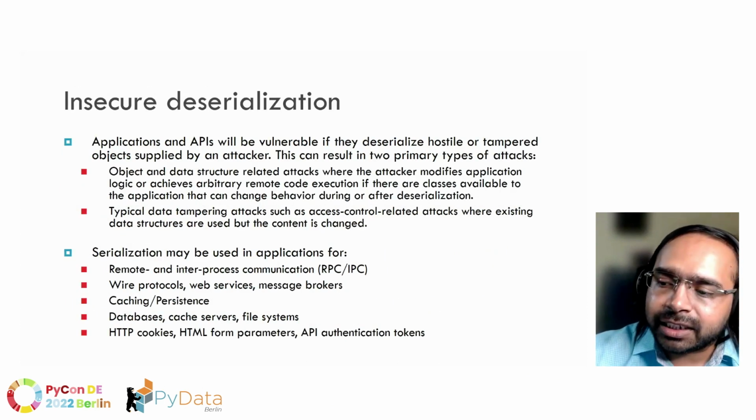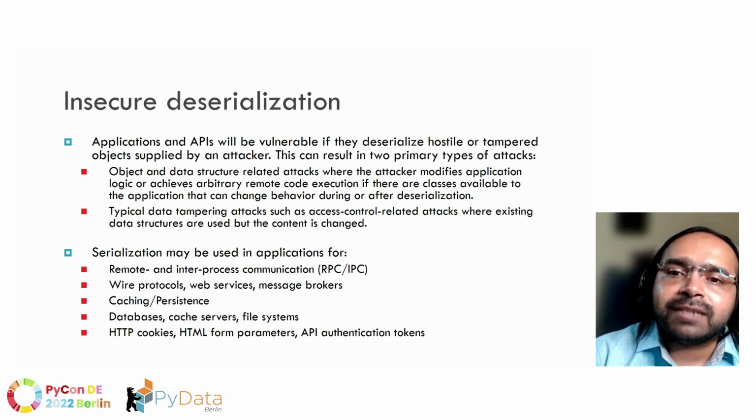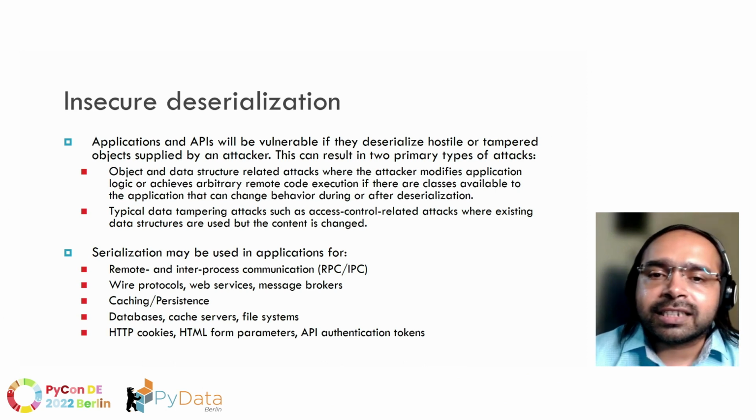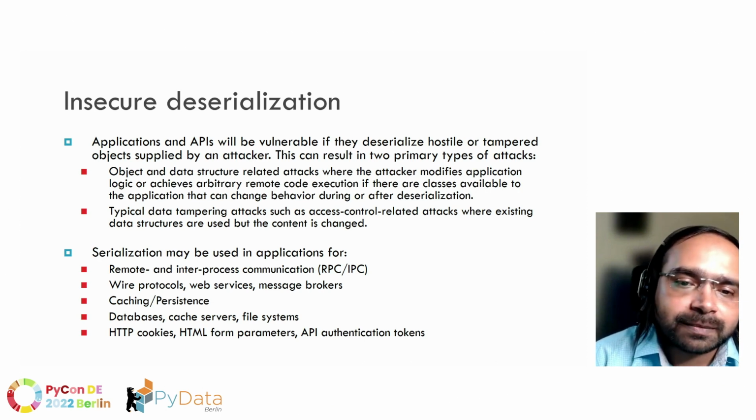The next is insecure deserialization. So applications and APIs will be vulnerable if they deserialize hostile or tampered objects supplied by an attacker. This can result in two primary types of attacks. One is object and data structure related attacks, where the attacker modifies application logic or achieves arbitrary remote code execution if there are classes available to the application that can change the behavior during or after deserialization. Then typical data tampering attacks such as access control related attacks are possible.